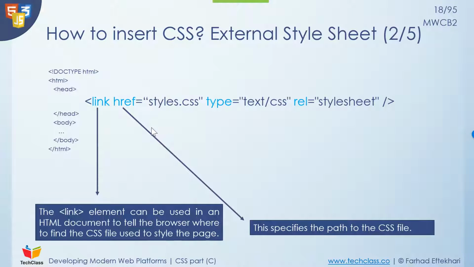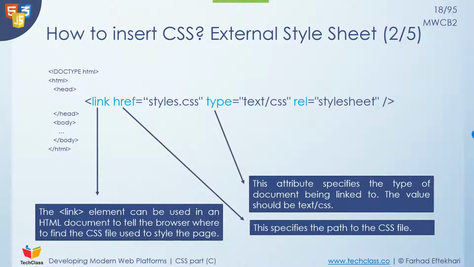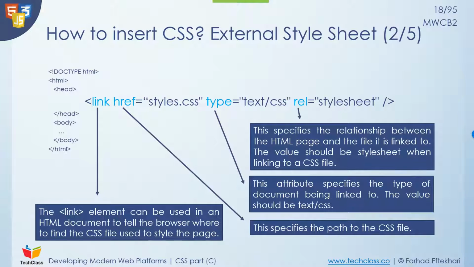Although if it was in the same folder, it can work, but you have to take care of this concept. And then we have type property here. This attribute specifies the type of the document being linked to. The value should be text/css when you want to insert an external style sheet. And then we have rel property, which specifies the relationship between the HTML page and the file it is linked to. The value should be stylesheet when linking to a CSS file.